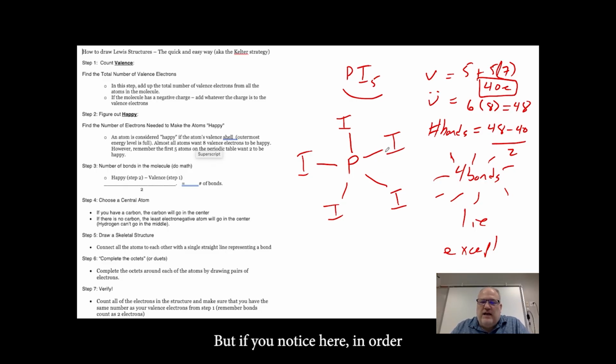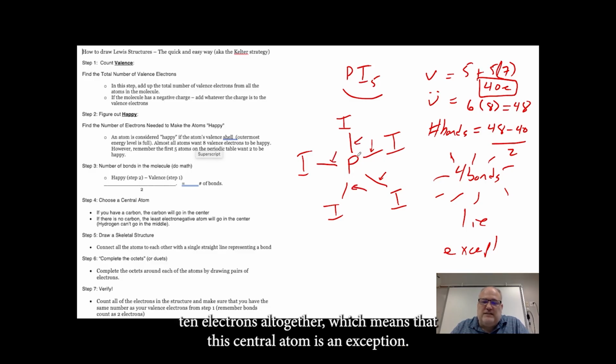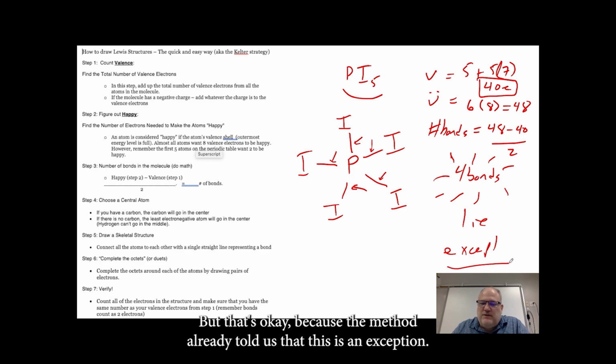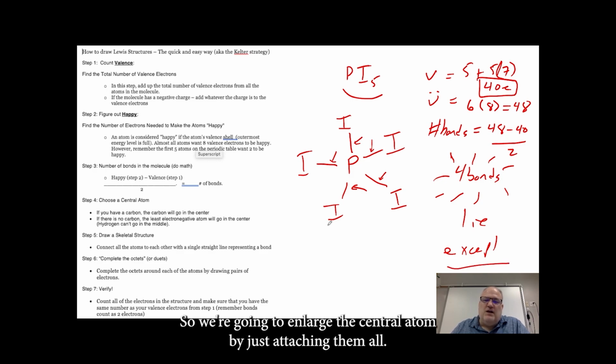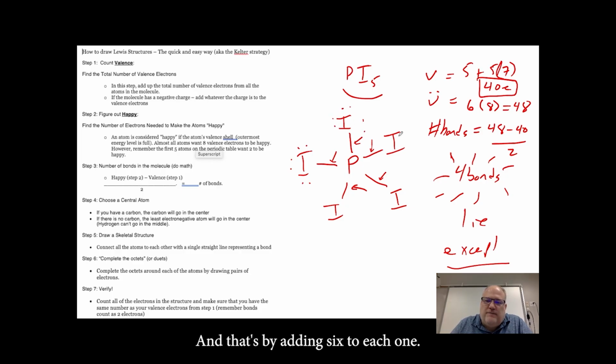But if you notice here, in order to attach all of them around the center, it's going to take 2, 4, 6, 8, 10 electrons altogether, which means that this central atom is an exception. But that's okay because the method already told us that this is an exception. So we're going to acknowledge that the central atom is an exception, and then we're just going to add full outer shells to all of them. And that's by adding 6 to each one.